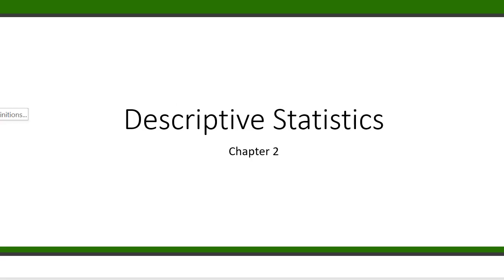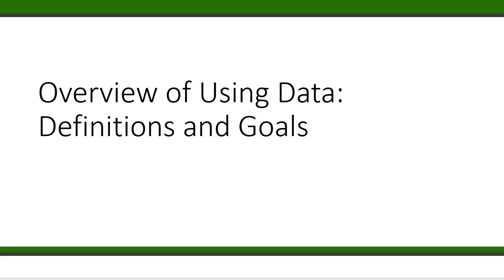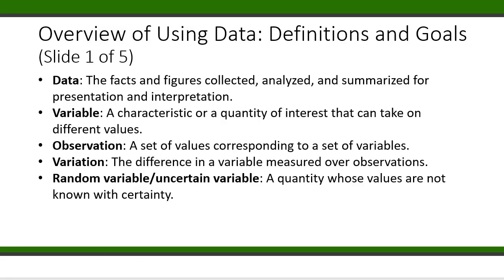So one of the first things we're going to do is look at some definitions and goals. Some things you need to understand when we're talking about data is what exactly is data. So data can be facts and figures, anything that's collected, could be summarized data given for presentation or interpretations. Now that data can also be under a certain variable. A variable is a characteristic or quantity of interest that takes on different values.